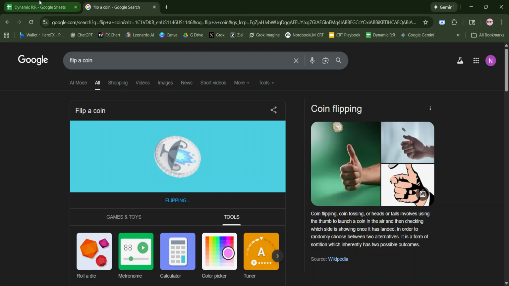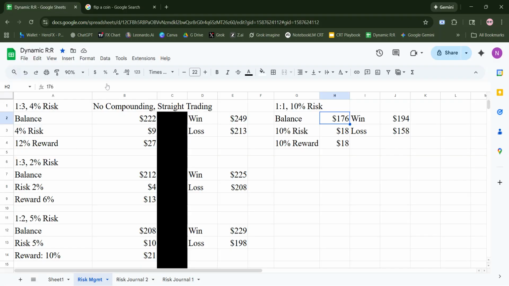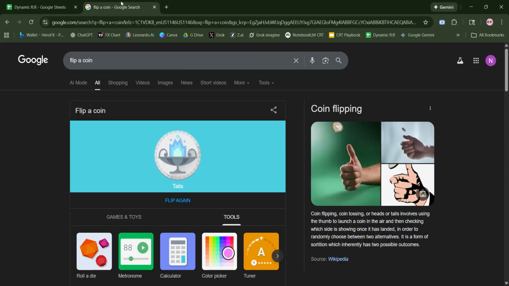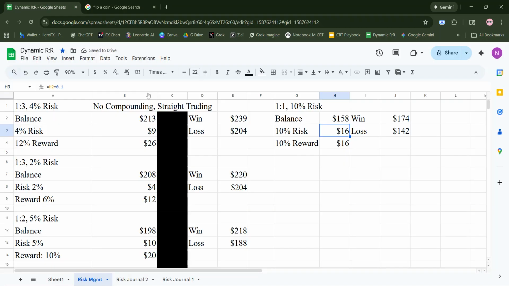So this will be trade number 6. And we're going to start off with another loser. 213, 208, 198, 158. Let's go again. Trade number 7 was a winner. 239, 220, 218, 174.